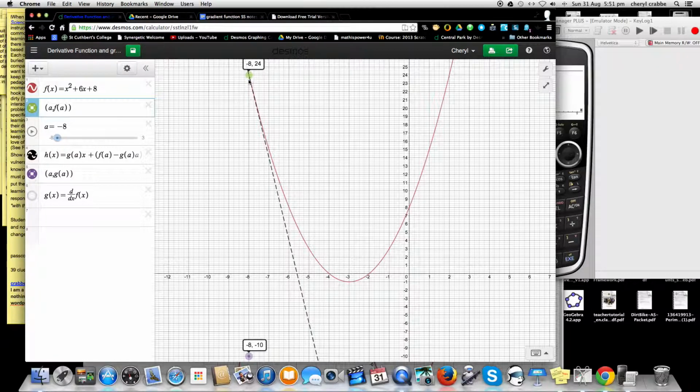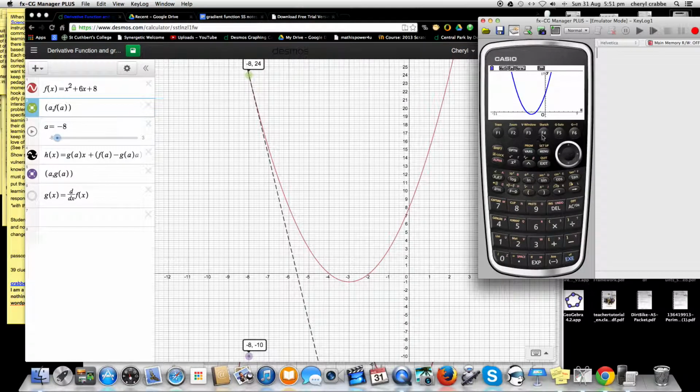Now remember what this means. This means that if we could find the gradient of that tangent at that point, then we have basically what the rate of change is at that moment of time on the curve. And remember, we can do this with our graphing calculator.